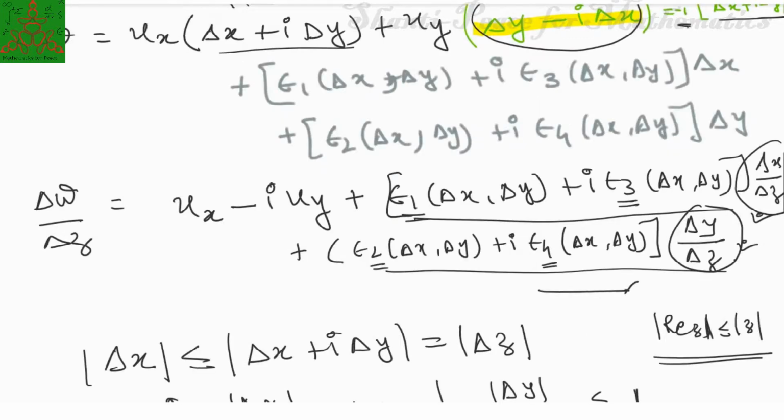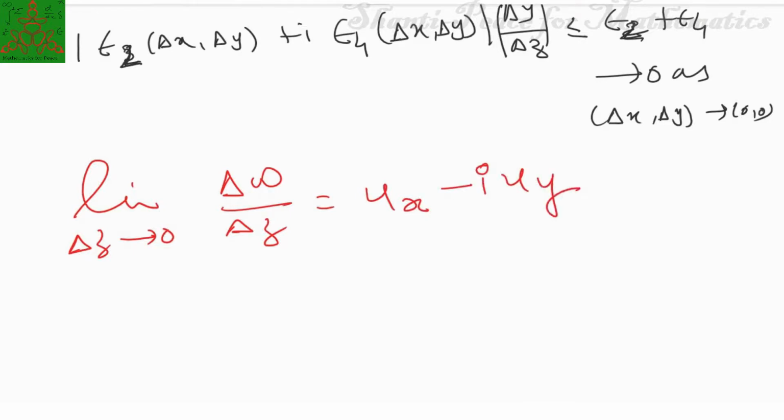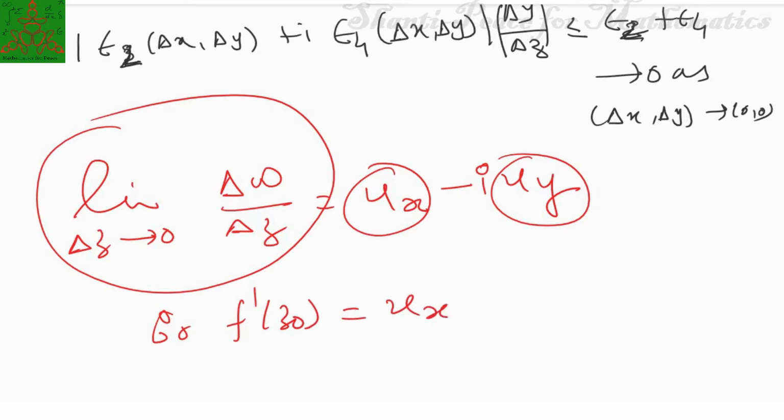That means in this equation star, if I take the limit both sides as delta z tends to 0, this quantity will tend to 0 and this quantity will tend to 0. So that's why you will have the limit of delta z tends to 0, delta w upon delta z is ux minus i uy, and you know that this limit exists because ux and uy exist, which is the hypothesis. So this is nothing but the derivative of the function at the point z0, that is ux minus i uy. According to the CR equation, uy is nothing but minus vx. So if you use that, this is ux plus i vx.